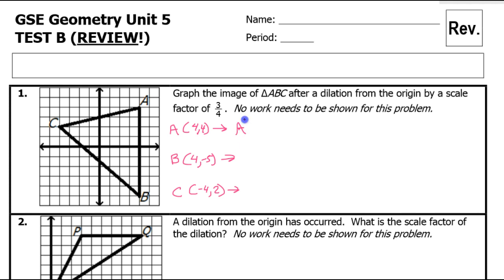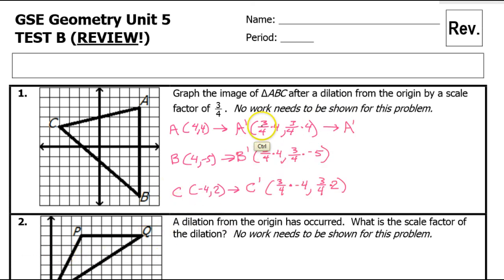So for A prime, the image, I'm just going to do 3/4 times 4, and 3/4 times 4 again. I'll do the same thing with points B and C. When I multiply 3/4 times 4, these 4's will cancel each other out, and I'm just going to get 3. So this will be (3, 3). So that's A prime. And then for B prime, same thing here. These 4's will cancel each other out, so that's just going to be 3.